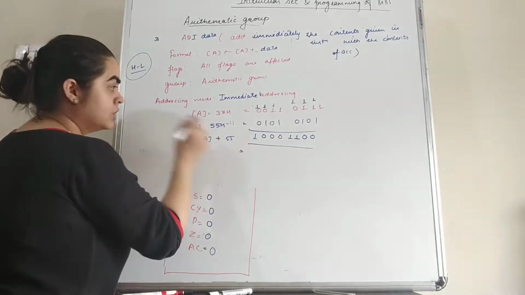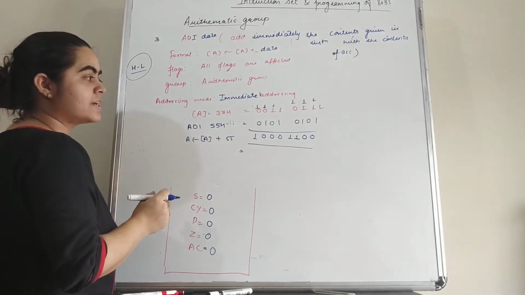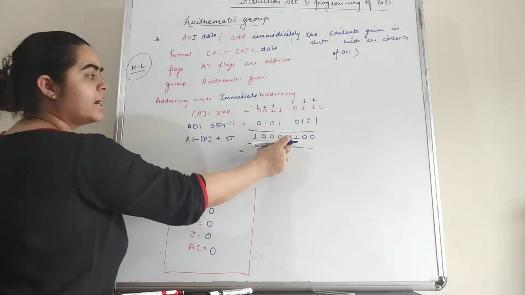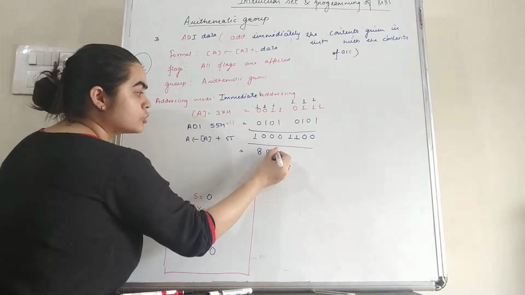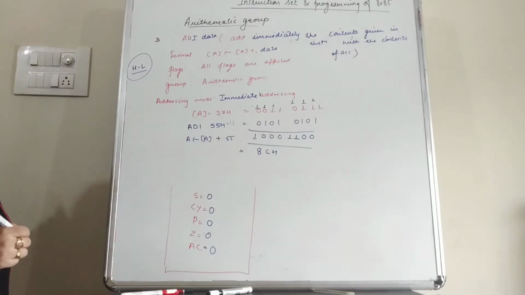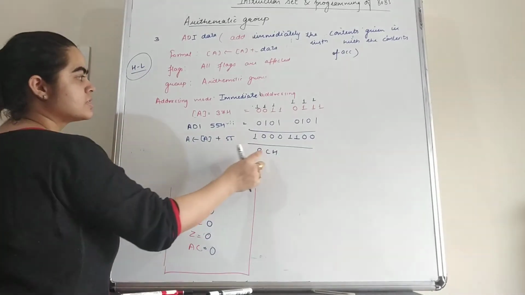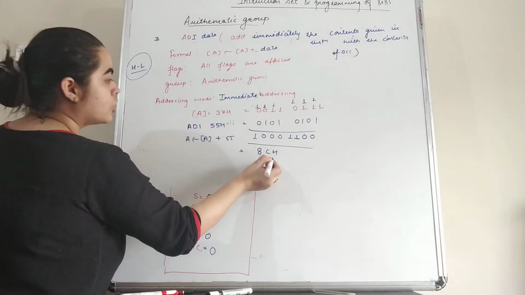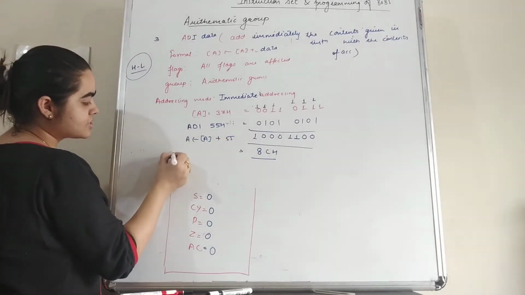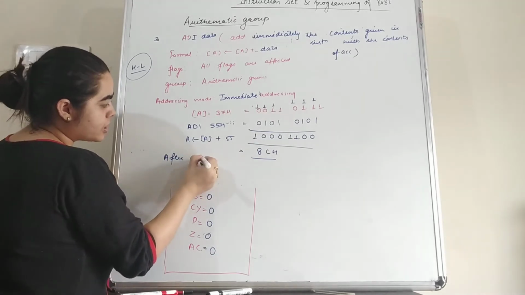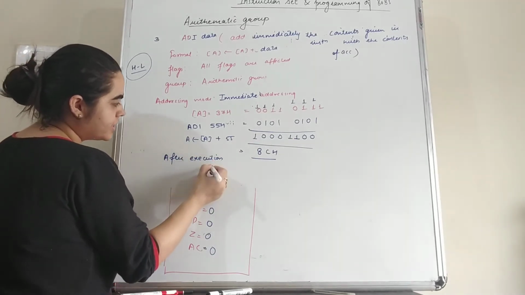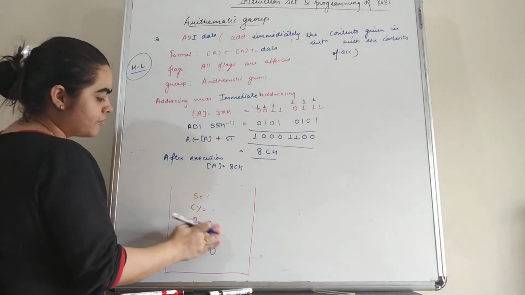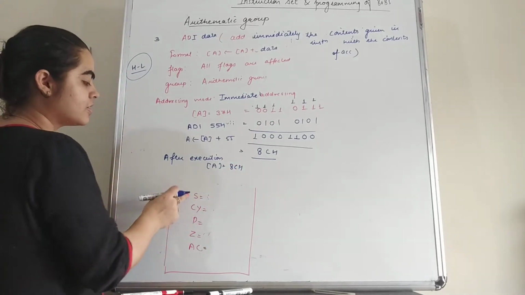Now we can write it in hexadecimal as 80, and this is 8, 9, 10, 11, 12. So in hexadecimal, C will represent 12. So the result of this addition is 8CH. Now students, after execution, the accumulator is having contents 8CH, while the flags that are affected, first is sign flag.